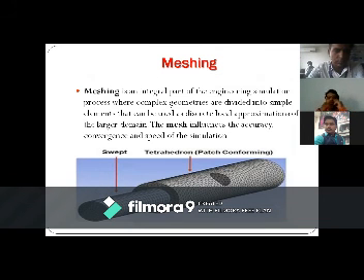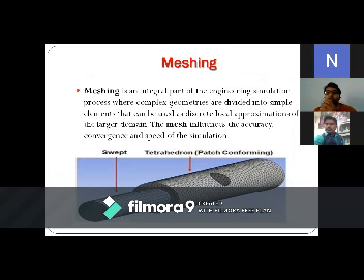Now we have discussed meshing. So why do we require meshing inside the Ansys software? So what is meshing? Meshing is an integral part of the engineering simulation process where complex geometry is divided into simple elements that can be used as a discrete local approximation of the larger domain. The mesh influences the accuracy, convergence and speed of the solution. So here we can see the tetrahedron and swept meshing.